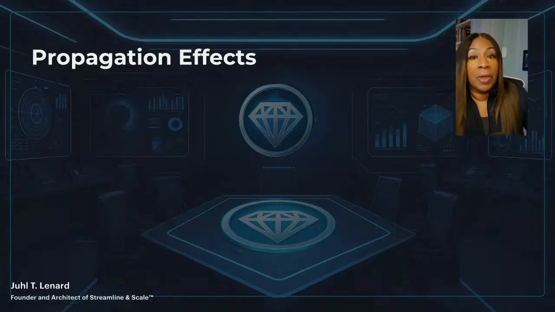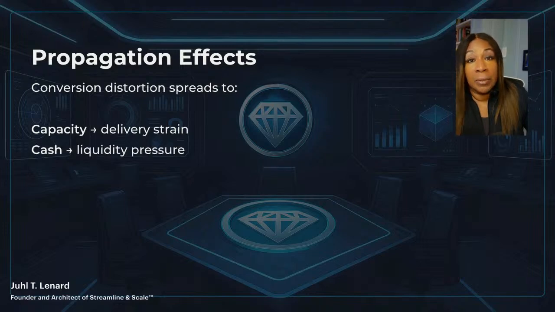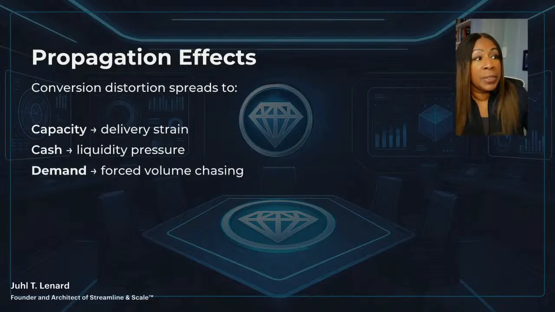Now, there are downstream effects. So how does liquidity drift propagate through the other domains? Because remember, there's only one primary domain. What happens in the other domains? So the conversion spreads to capacity and it feels like delivery strain. Why? Because we have more coming in that we have to deliver, right? Cash, we have liquidity pressure. Still, the constraint wasn't addressed.